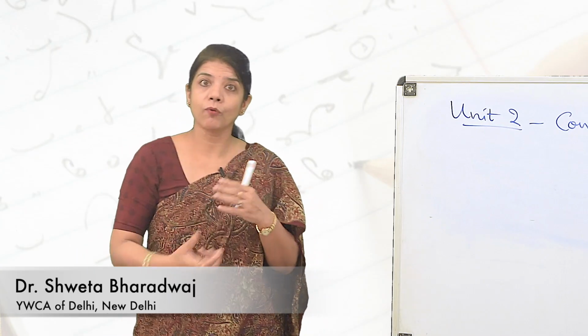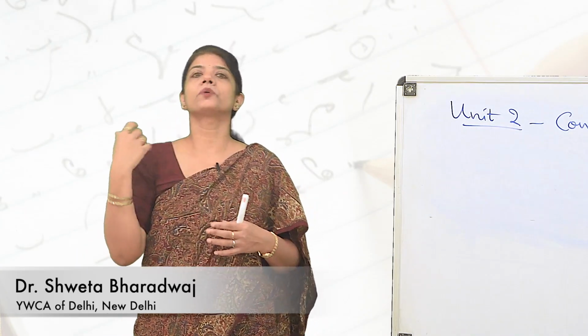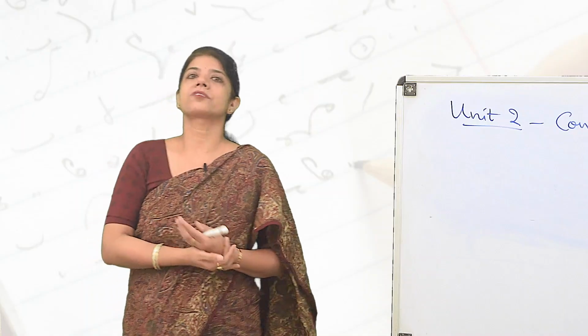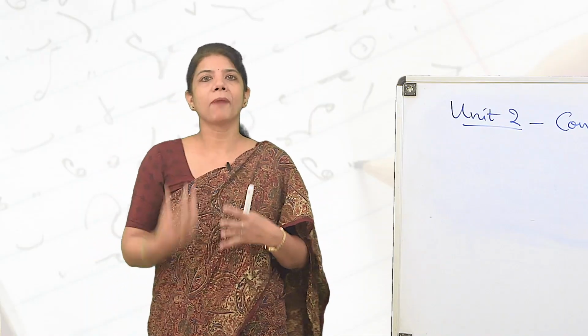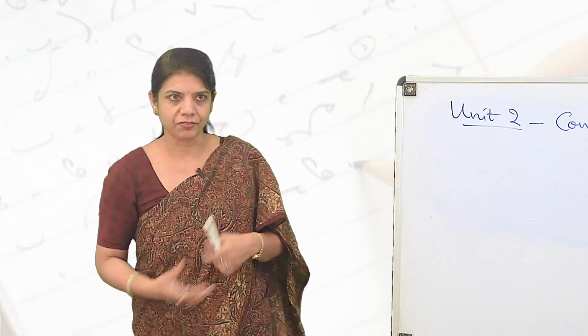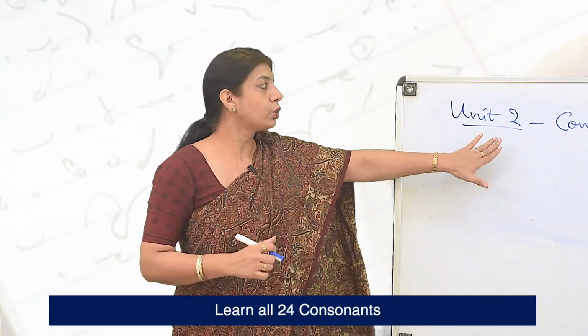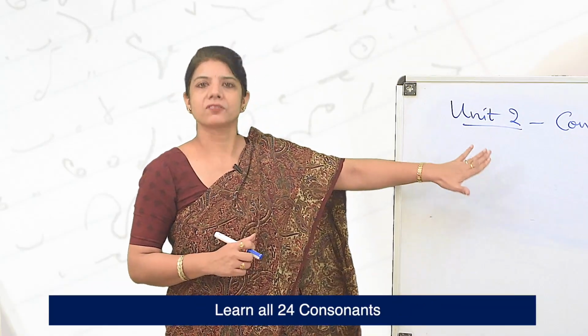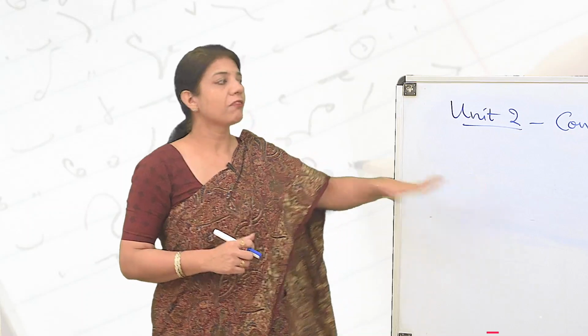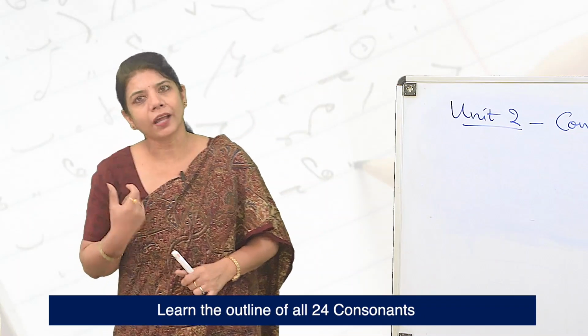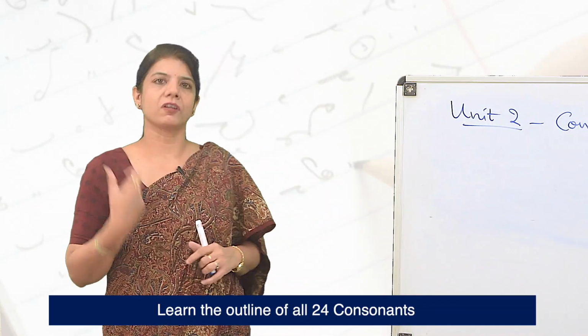Now you all know what consonants are. What are the two types of consonants? Consonants are based on two geometrical patterns, straight lines and curves. But here in this unit, we are going to learn the total 24 consonants we have. We will also be learning the outline of each and every consonant.